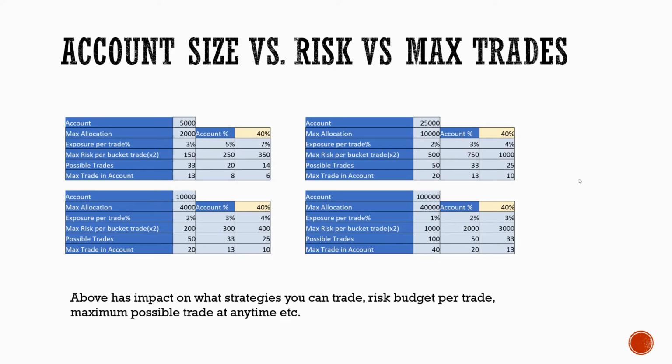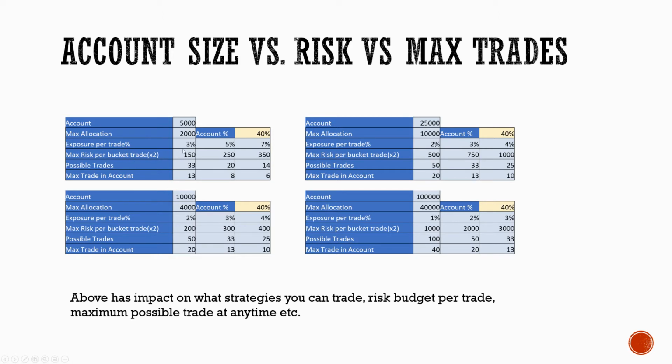Okay, let's take a look at this slide. Basically, what I'm showing here is the different account sizes. So here, in this corner, is the account size of 5,000 euros. And here you can see an account size of 10,000 euros, 25,000 euros, and 100,000 euros. I'll come to the max allocation line item later, but let's take a look at the other items here.